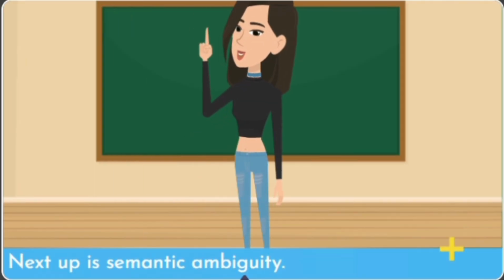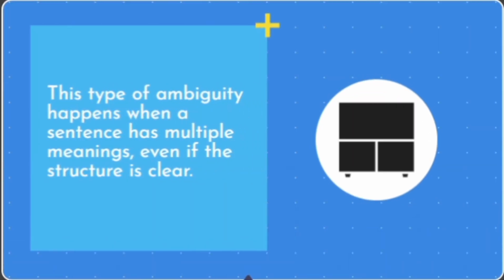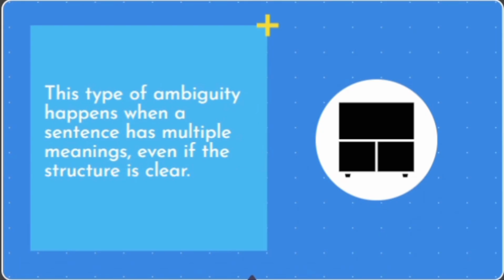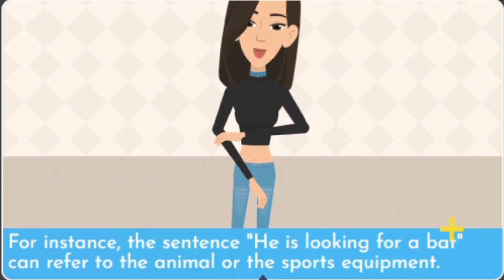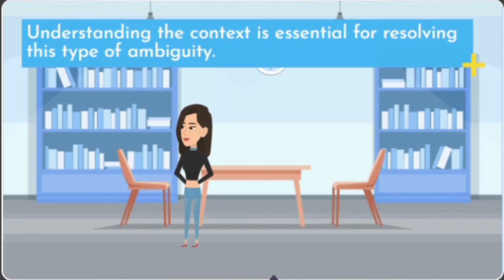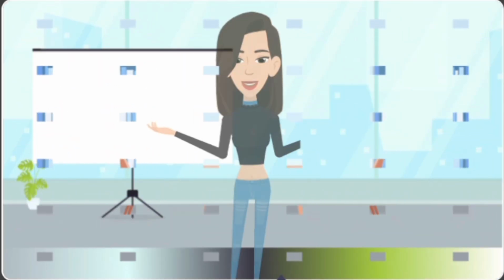Next up is semantic ambiguity. This type of ambiguity happens when a sentence has multiple meanings, even if the structure is clear. For instance, the sentence, "He is looking for a bat," can refer to the animal or the sports equipment. Understanding the context is essential for resolving this type of ambiguity.